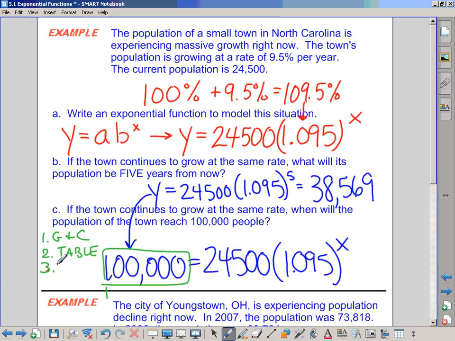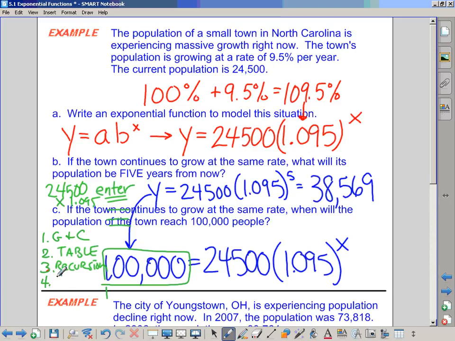3, you can use recursion. And that's where you basically type in the starting amount, 24,500, on your calculator, and then hit enter. And then type in times 1.095, and keep hitting enter, enter, enter. Track the number of times that you have to hit enter until you get over 100,000.